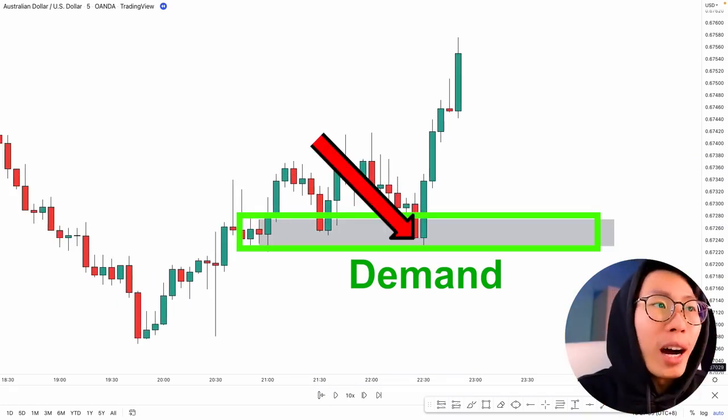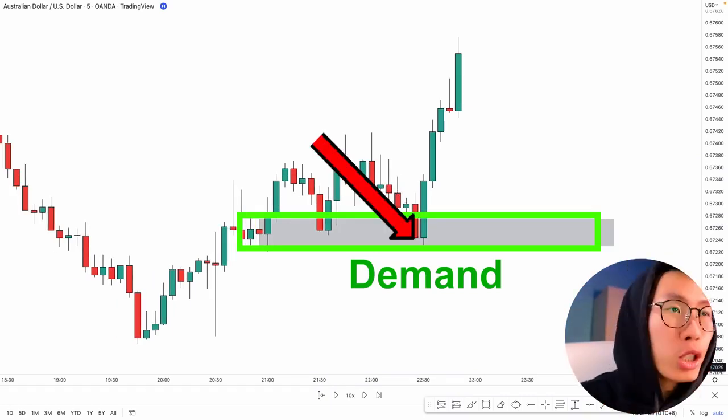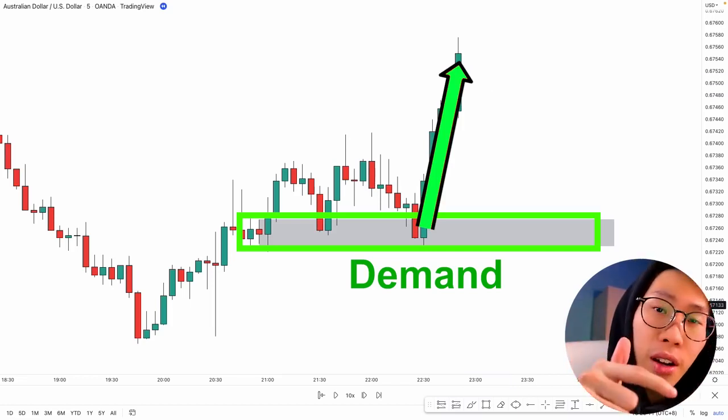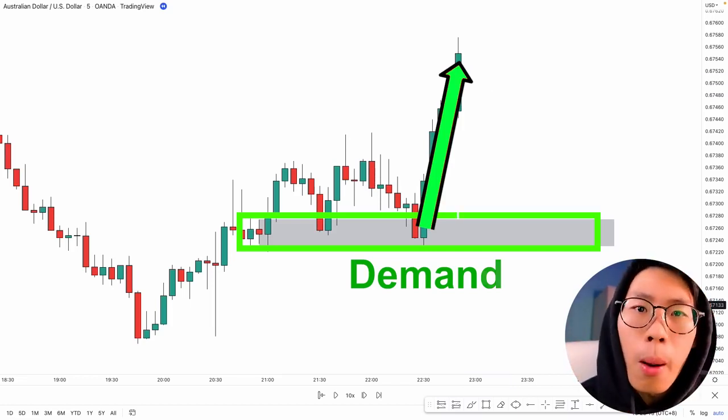Price literally went down to retest the demand zone before shooting back up. So if you enter for a buy here, you have made a load of money.